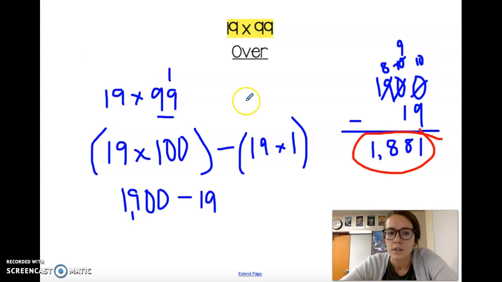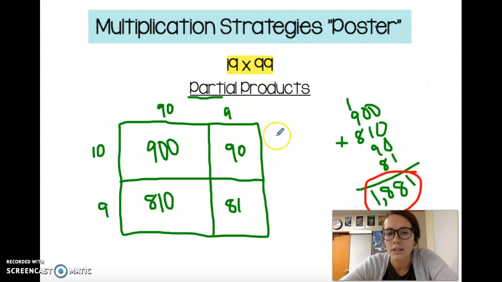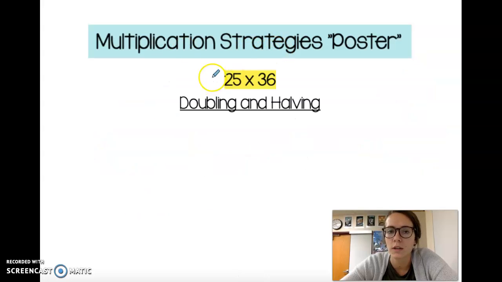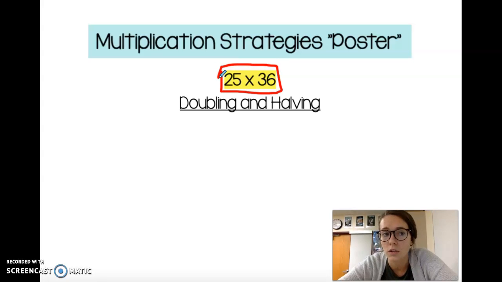All right, so this was called partial products. This was called the over strategy. Both are excellent in my opinion. We're going to take a look at two more problems, and for these ones, we're going to be looking at a different equation. We're going to be doing 25 times 36. Now, you still could use partial products to do this. You could try to use the over strategy to do this if you want.